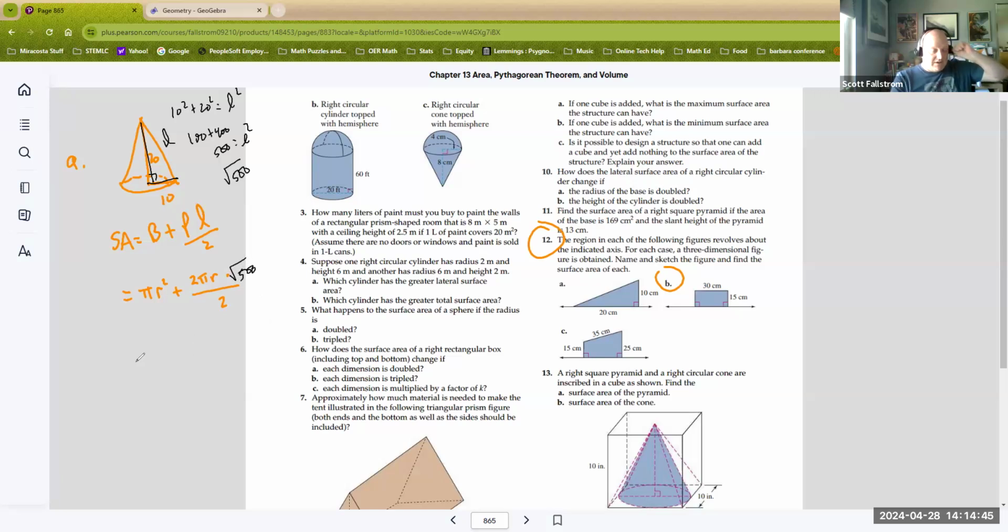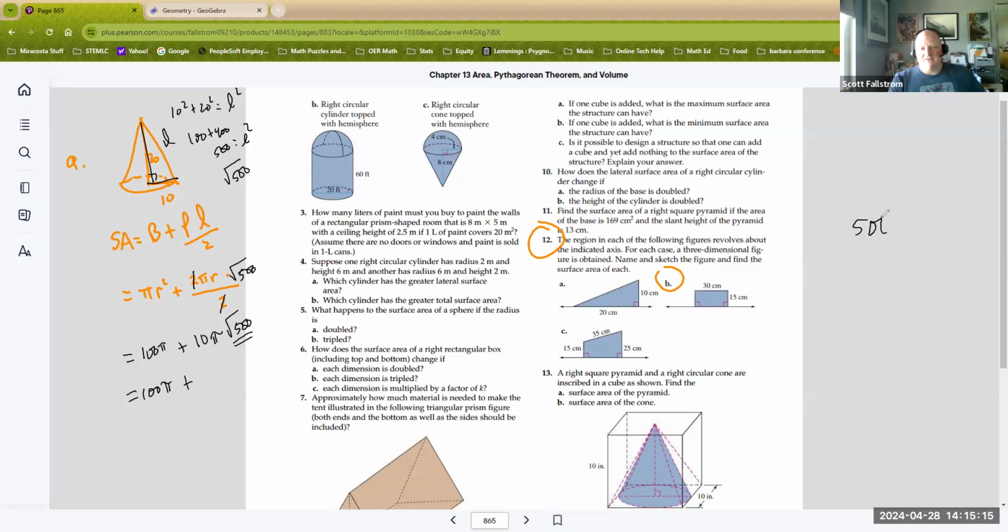Okay. And we know the radius is 10. So this becomes 10 squared, which is 100 pi, plus the 2's go away. The radius is 10, so I have 10 pi times the square root of 500. Now, if you wanted to simplify this, you could. You could leave it as it is. That's the exact value right there. But you could simplify this a little bit to be 100 pi plus 10 pi times the square root of 500.